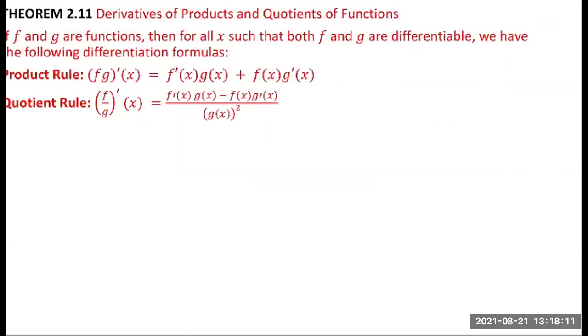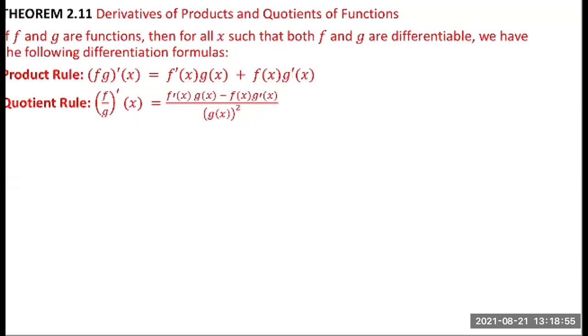Okay, next we have a few more rules. Theorem 2.11, derivatives of products and quotients of functions. Basically here we are going to discuss the product rule and the quotient rule. If f and g are functions, then for all x such that both f and g are differentiable, we have the following differentiation formulas. Here is the product rule. If you have the product of 2 functions and you want to take the derivative of that product, it is equal to f prime of x g of x plus f of x g prime of x.